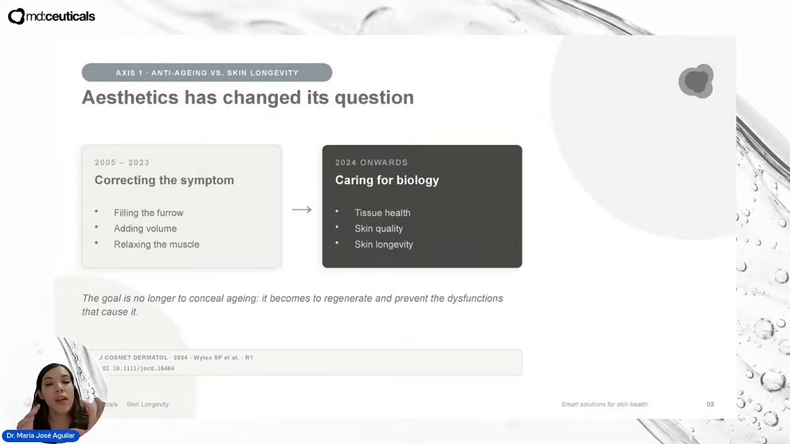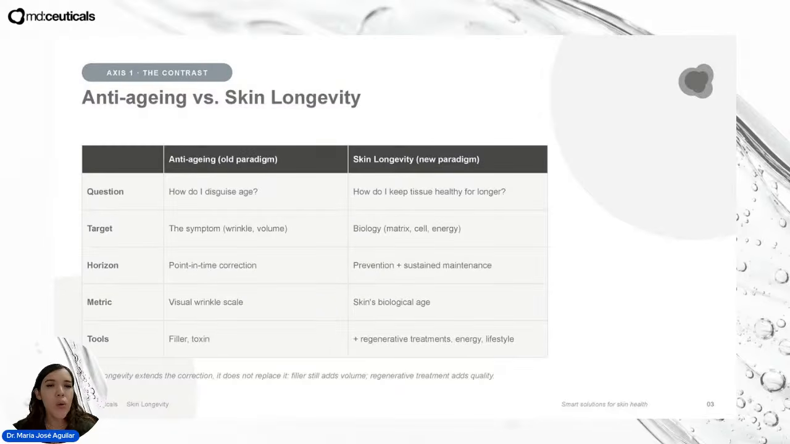So we can introduce the anti-aging treatments and the skin longevity treatments to make a full protocol, and that's what we are going to see today. So how can we differentiate between one patient that needs an anti-aging treatment and one that needs a skin longevity treatment? Because what is totally true is that all the patients are different.